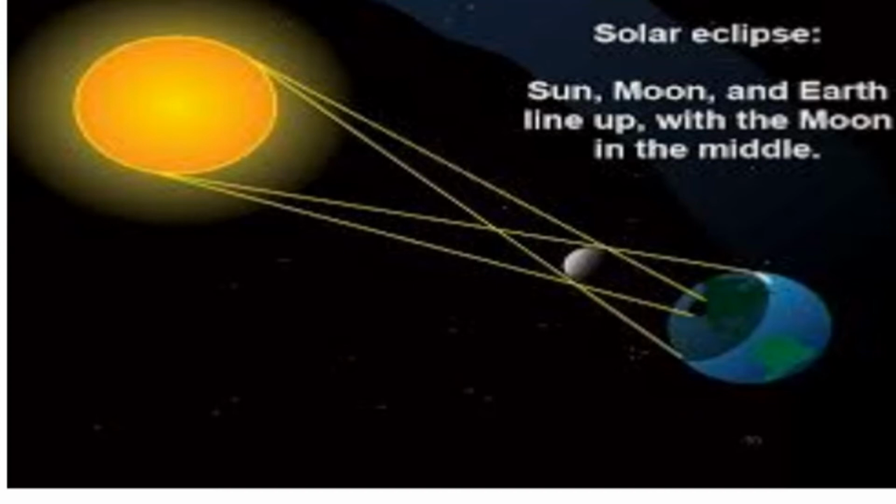People in the area of penumbra see a partial solar eclipse. Partial solar eclipse occurs when the sun, the moon, and the earth are not in exactly a straight line.